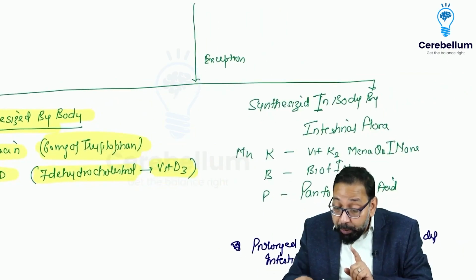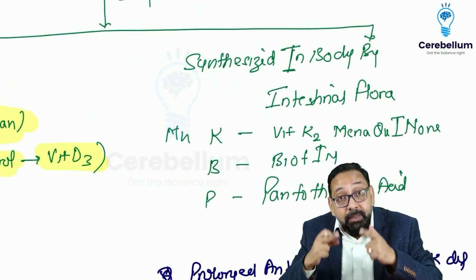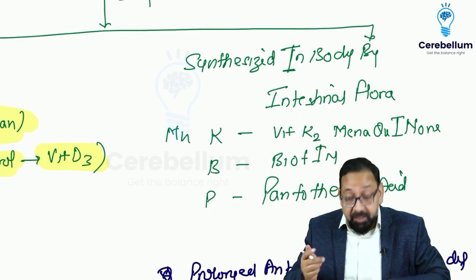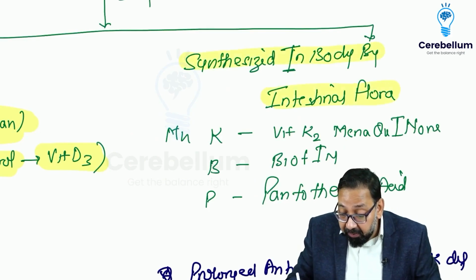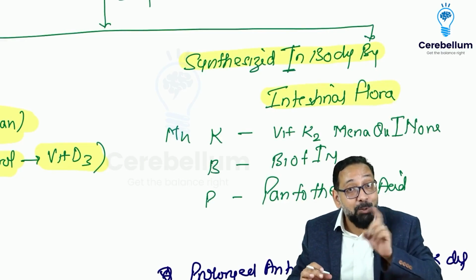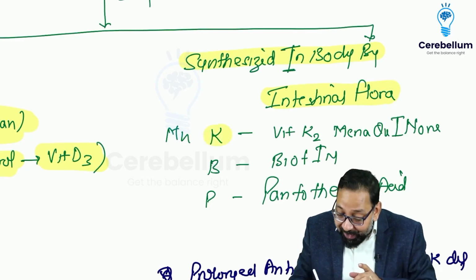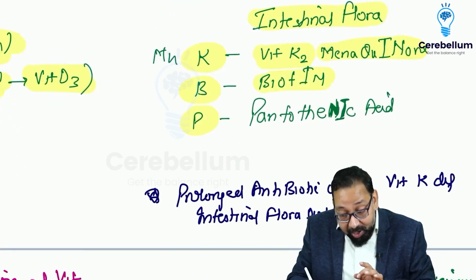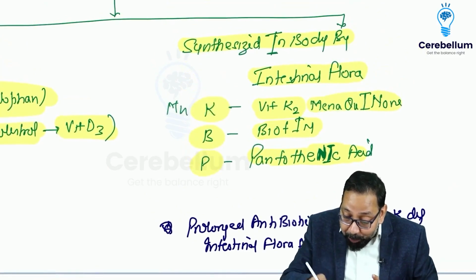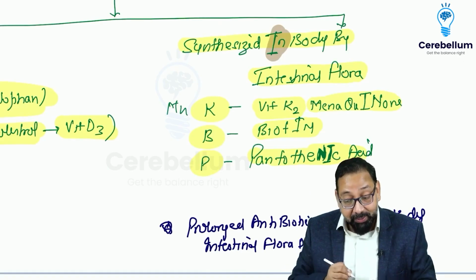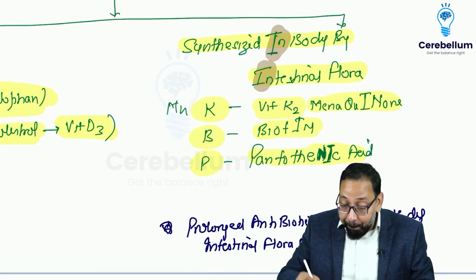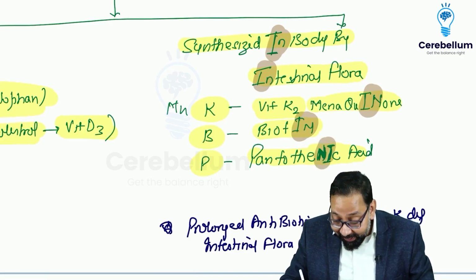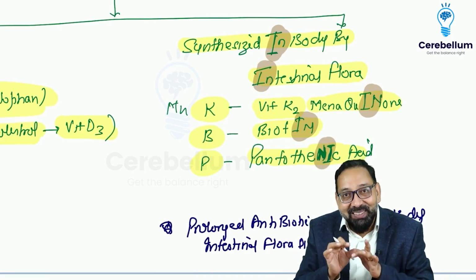Now, another group is synthesized in our body by intestinal flora. In our intestine, bacteria are there which synthesize these vitamins. Mnemonic is "कौन बनेगा पति," not "करोड़पति," "कौन बनेगा पति." K for vitamin K2, menaquinone. "बनेगा" biotin. "Pati," pantothenic acid. Now you can make one more mnemonic. If you see, you will find inside the body by intestinal flora: menaquinone, biotin, pantothenic acid. So all are having "in." They are synthesized by intestinal flora.